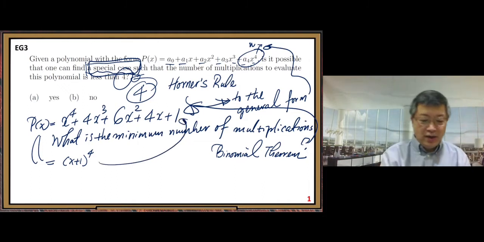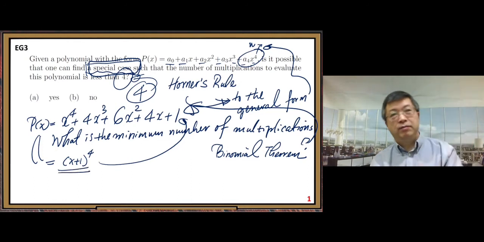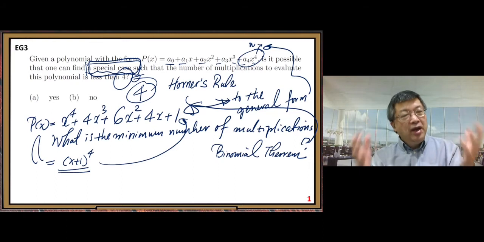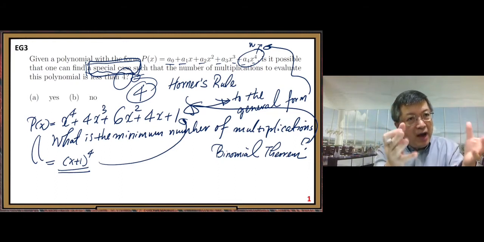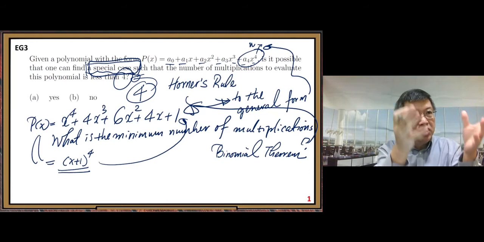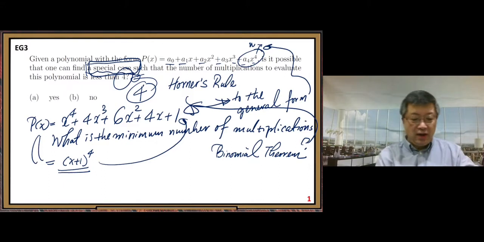Now you know the structure. The structure is x plus 1 to the 4th power. What is the minimum number of multiplications to evaluate this special polynomial? Can you see that? Can you do that? X plus 1, that's addition. We do not count it as multiplication.